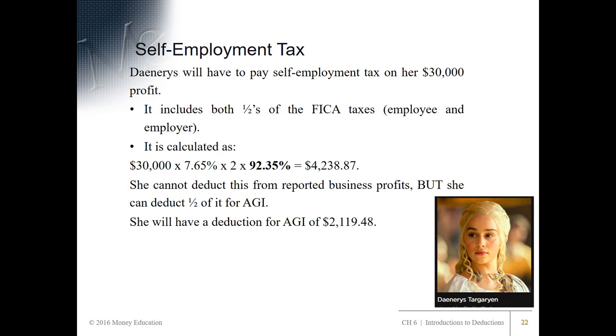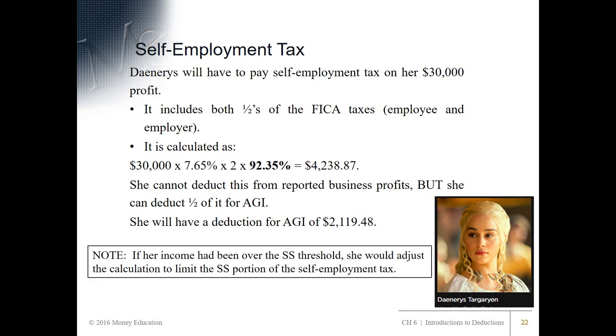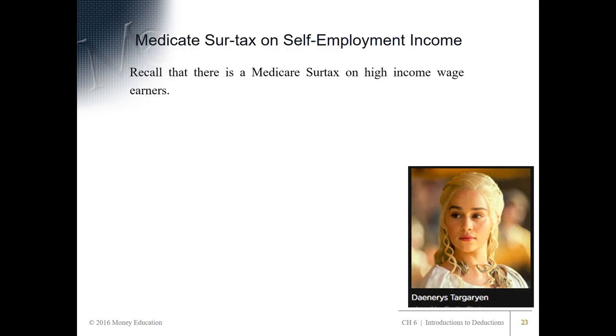Okay, so she'll have a deduction of half of the self-employment tax for AGI, or $2,119.48. Now, she has a low profit here, but of course, if her income had been over that Social Security threshold, she would adjust her Social Security calculation to limit that Social Security portion of the self-employment tax. So over the threshold, she would have just had to pay the Medicare portion.